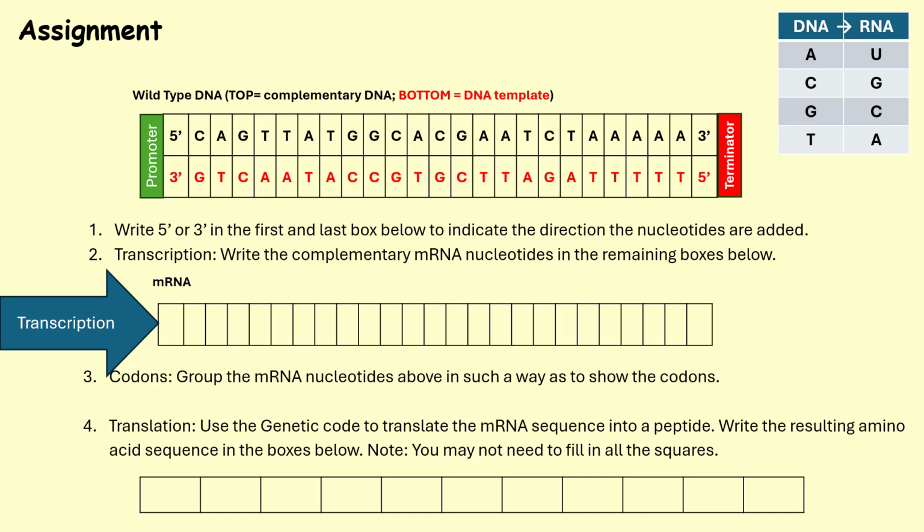You're essentially going to do the same when you write the messenger RNA sequence in your assignment. Begin by filling in the first and the last boxes with either a 5' or a 3' to indicate the direction in which the messenger RNA is being synthesized. Next, fill in the remaining boxes with complementary RNA nucleotides using the rule shown here in the top right corner.